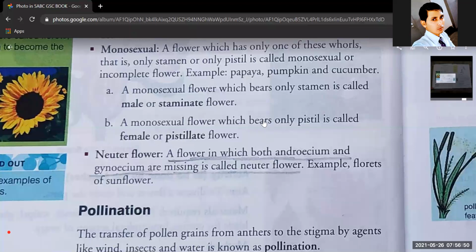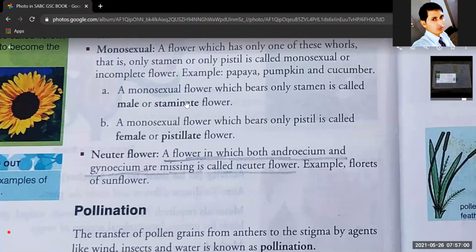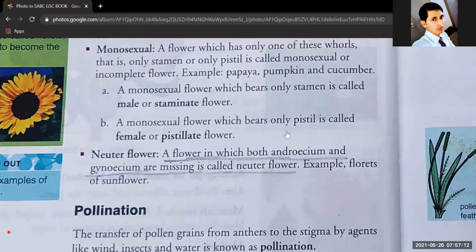What is the meaning of bears here? Bears means janam dena. Okay, here bear means janam dena. So a monosexual flower which bears only stamen is called a male or staminate flower. A monosexual flower which bears only pistil is called a female or pistillate flower. Why am I repeating some sentences again and again, twice or thrice? So that we can fix it in our mind.